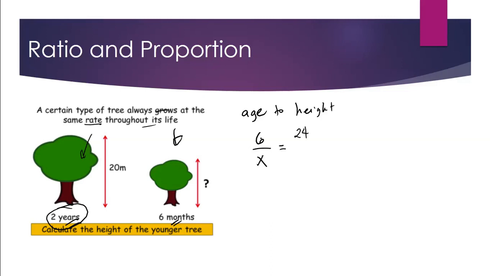Ano? Bakit? Kasi months itong 6. So, dapat months din itong nasa kabilang ratio. And 2 years is equivalent to 24 months. So, you have 6 over x is equal to 24 over the height of the older tree as stated here, which is 20. And again, it is a proportion, so we need to cross multiply. We have 24x is equal to 6 times 20. Okay, 6 times 20, that is 120. And then solving for x, cancel this out. So what is 120 divided by 24? Yes, this is equal to 5.